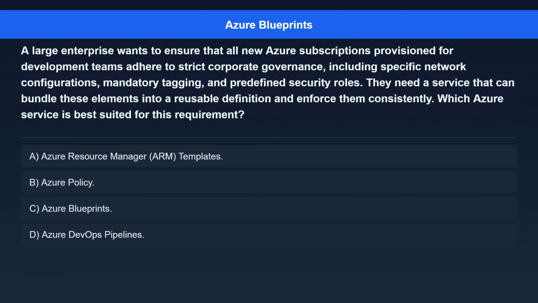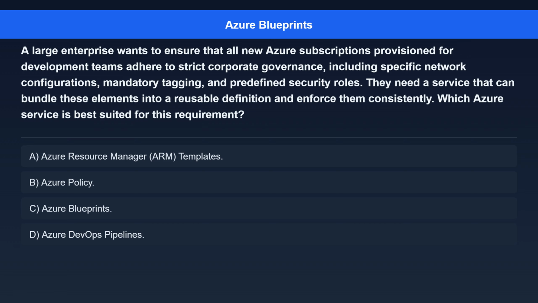Question 1. A large enterprise wants to ensure that all new Azure subscriptions provisioned for development teams adhere to strict corporate governance, including specific network configurations, mandatory tagging, and predefined security roles. They need a service that can bundle these elements into a reusable definition and enforce them consistently. Which Azure service is best suited for this requirement?